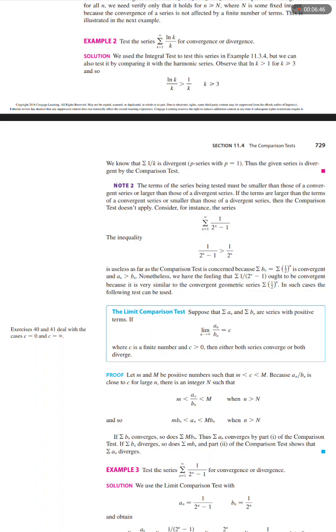If the sum of b sub n converges, so does the sum of big M times b sub n. Thus, the sum of a sub n converges by part I of the comparison test. If the sum of b sub n diverges, so does the sum of m times b sub n, and part II of the comparison test shows that the sum of a sub n diverges.